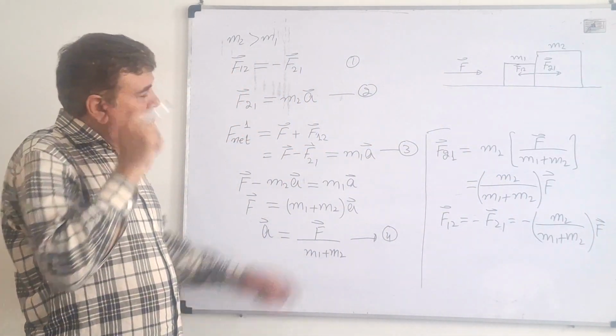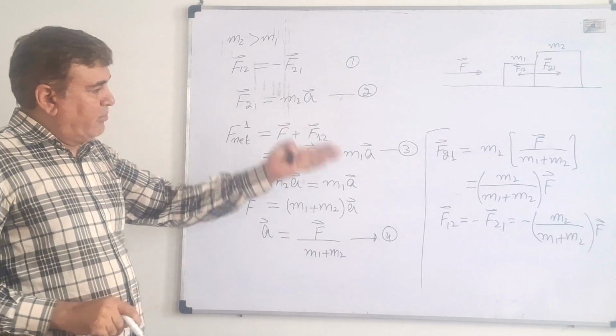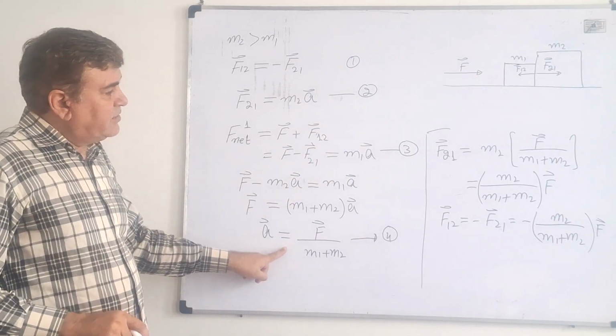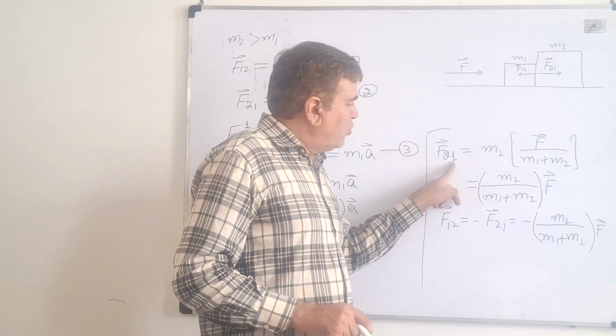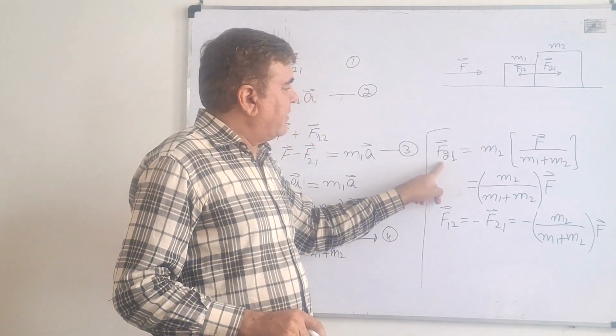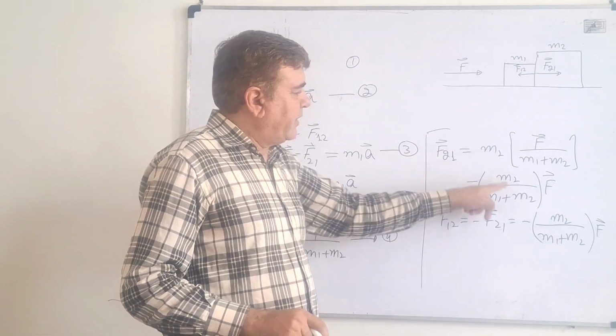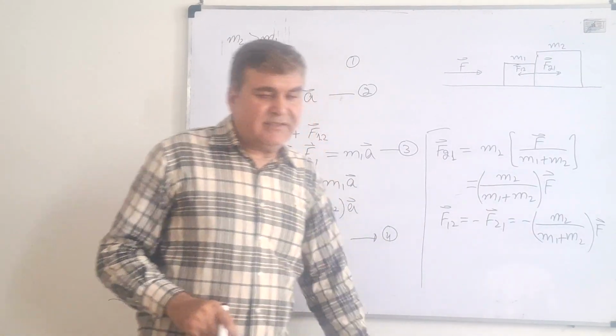So this way we can solve this problem. We have acceleration in terms of known quantities. We have relations for the reaction force F21 in terms of the three known quantities.